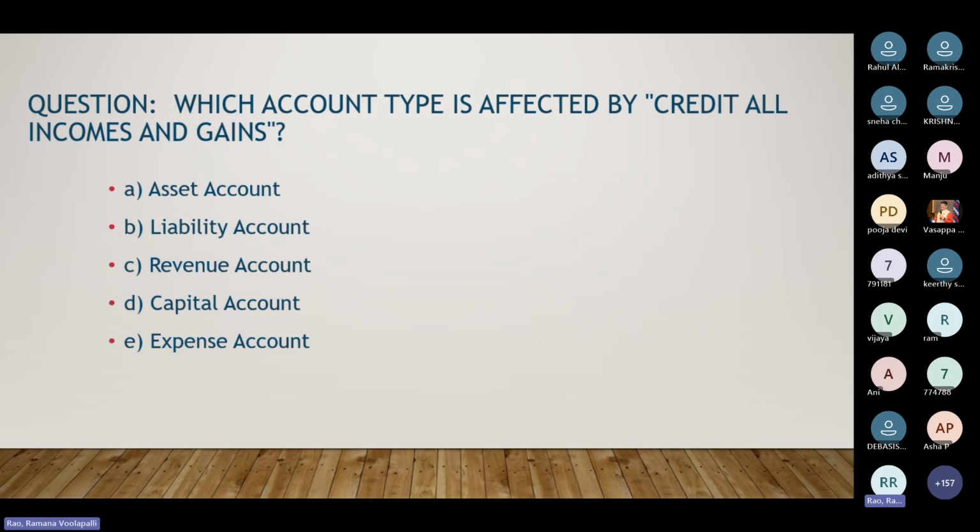Which account type is affected by credit all income and gains? Previously I told you, credit all income and gains. Which type of account? Yes, B. Okay, yesterday's question. You have to remember: debit all expenses and losses, bracket assets; credit all income and gains, bracket liabilities.